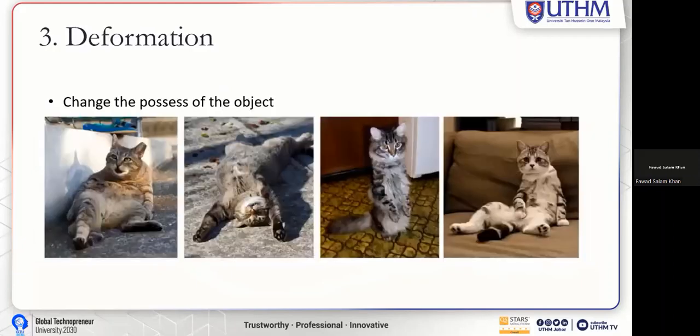Then there can be deformation. For example, an object which is a live object can change its position or pose under different conditions.